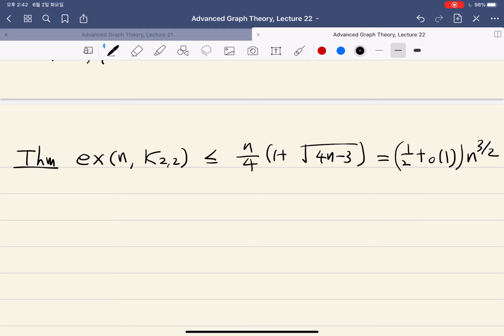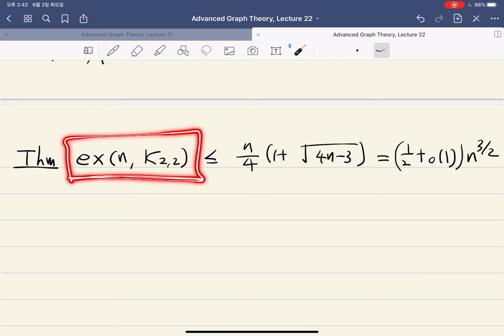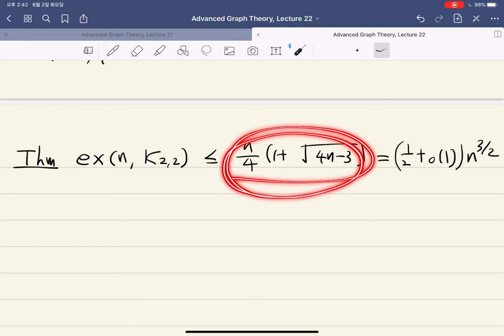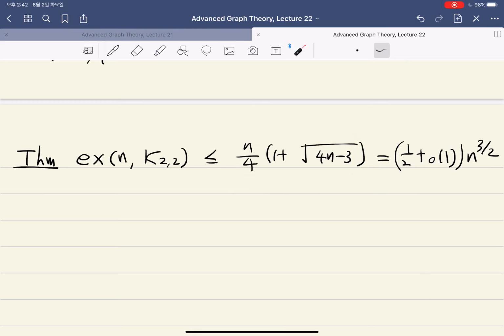So, in order to determine or estimate the extremal number of a graph, you have to prove two things. You have to prove an upper bound and a lower bound. For the upper bound, what we have to prove is that if we have a graph with more than this number of edges, with n vertices, then you should be able to find the graph here. That proves an upper bound.